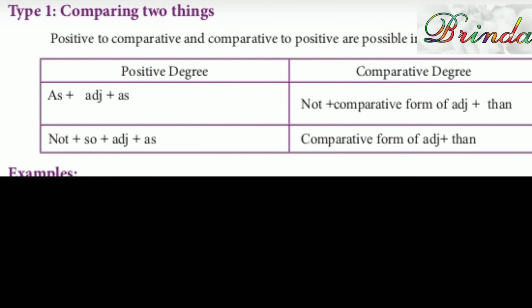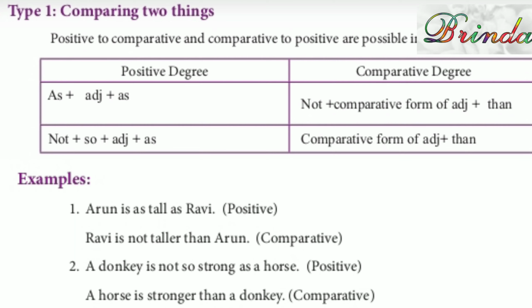Fine. Then how we can transform the sentence from one degree to another degree? The type 1 you can say is comparing two things. Positive to comparative and comparative to positive are possible in this type.